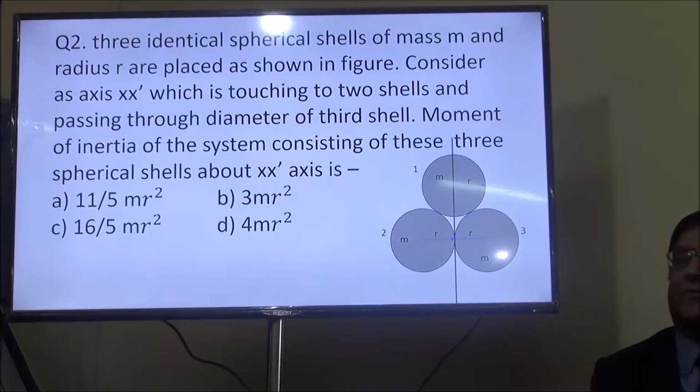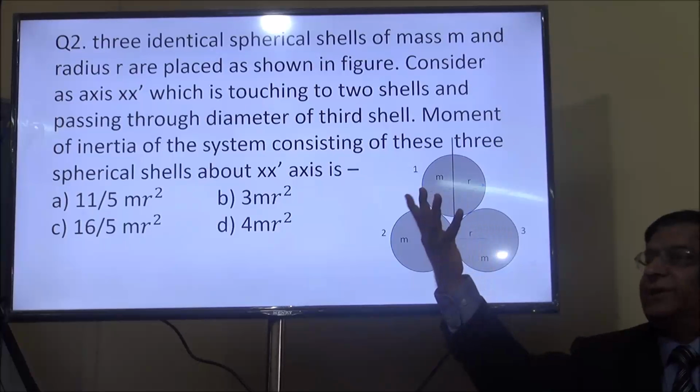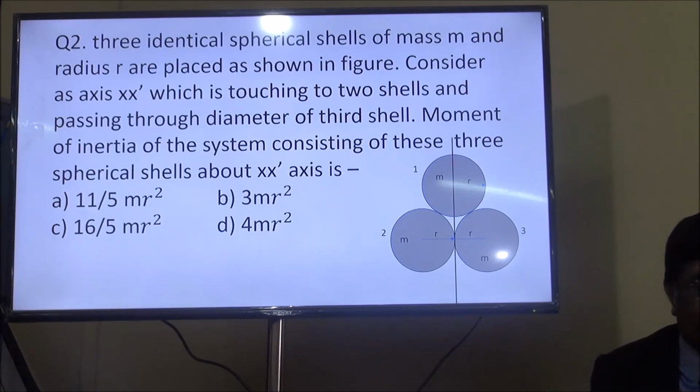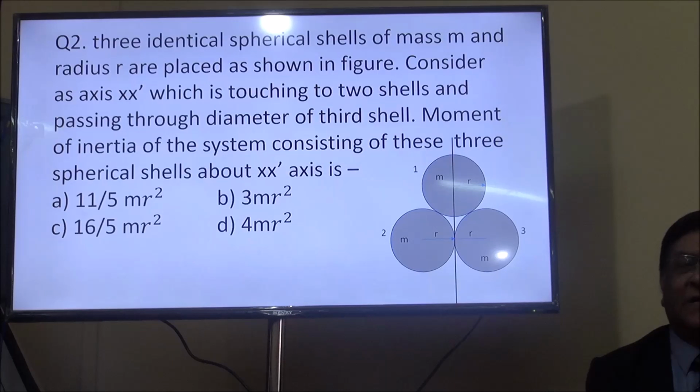Now if it is the axis of rotation, how will be the rotation? The answer is this is the rotation. Right? It will rotate like this. We have to find the moment of inertia of the complete system consisting of these 3 spherical shells about xx dash, and find out which one is the moment of inertia.